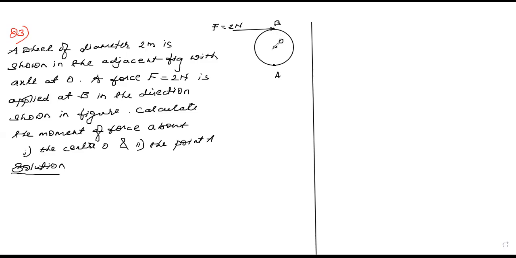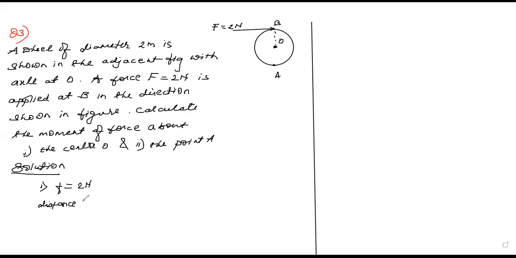So O is the axis of rotation. So what is the distance of the force from the axis of rotation? So for the first one, I'll put it like this. Got it? F is equal to how much? 2 Newton. F is equal to 2 Newton, beta. Okay.